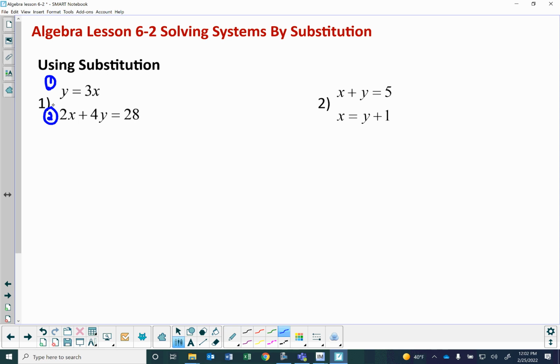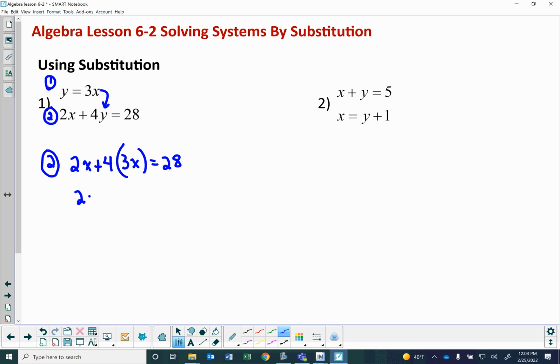So now in equation 2, every time I see a y, I'm going to replace it with 3x. I'm going to substitute in 3x every time I see a y. So I'll have 2x plus 4 times y, but y is 3x, equals 28. So we substituted in 3x for y. Now I just need to solve this equation like normal because it's a single variable.